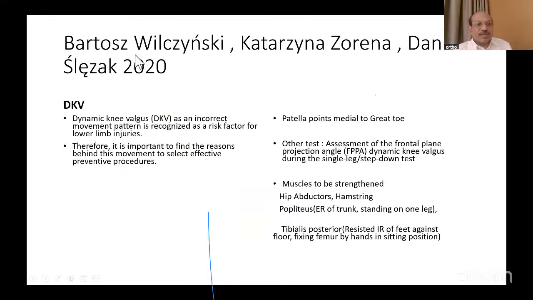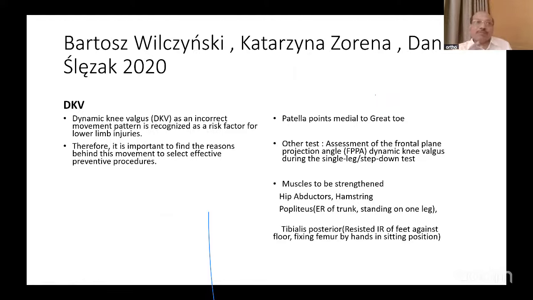What is the importance? Dynamic knee valgus is an incorrect movement pattern and is recognized as a risk factor for lower limb injuries. It results from weakness of the hip abductors, hamstring and popliteus, as well as restricted dorsiflexion or ankle valgus, which leads to abnormal knee valgus when the patient flexes or lands, as in single leg landing after jumping. That can lead to several complications, including anterior cruciate ligament injury. That is why it is so important.